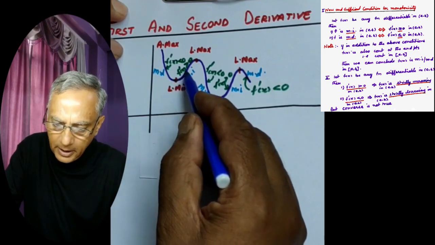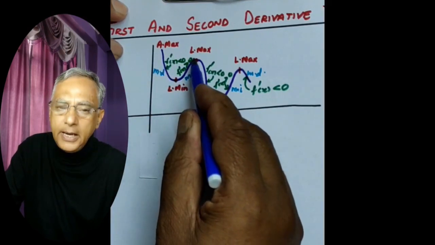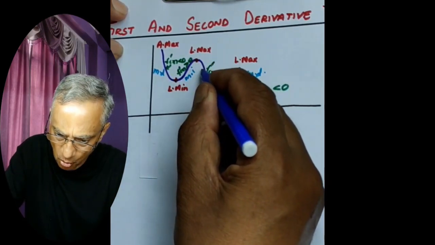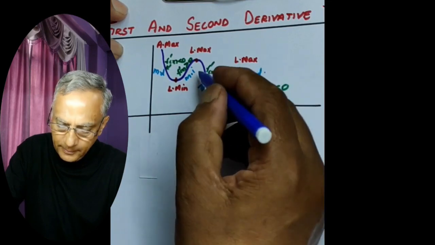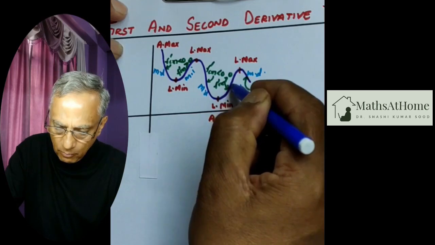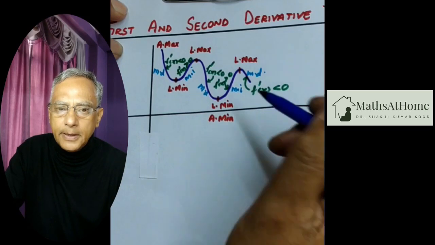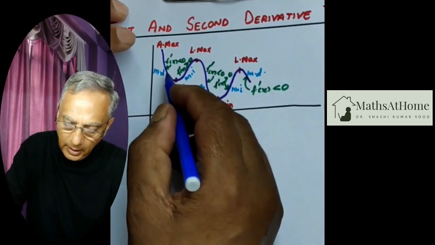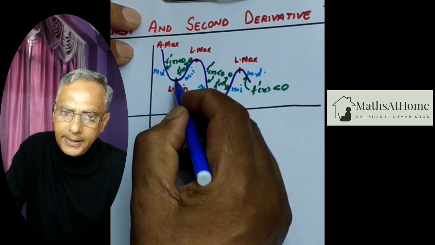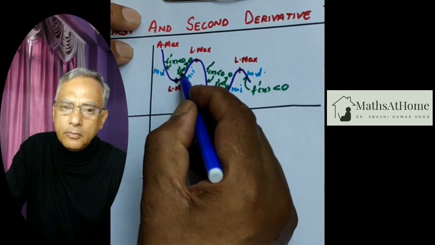So what we notice, for local minimum, the function here is monotonically decreasing, and as we cross this point, it becomes monotonically increasing. From monotonically decreasing to monotonically increasing. For local maximum, it must be monotonically increasing to monotonically decreasing. That is, if we increase x past this point, the derivative changes its sign from negative to positive.